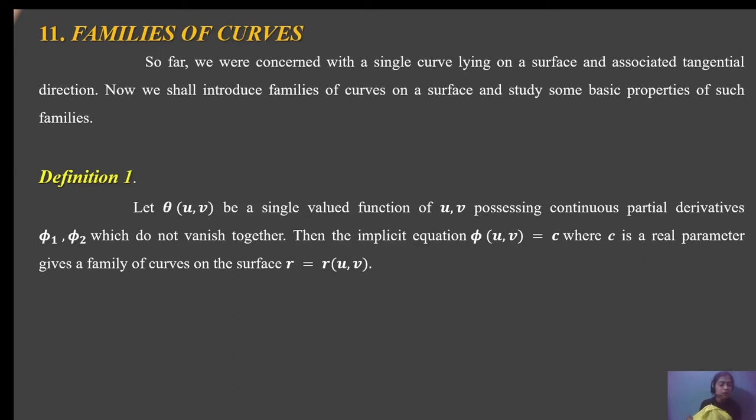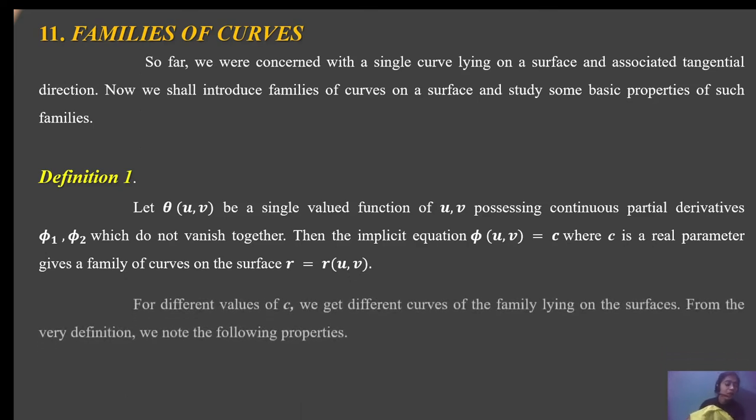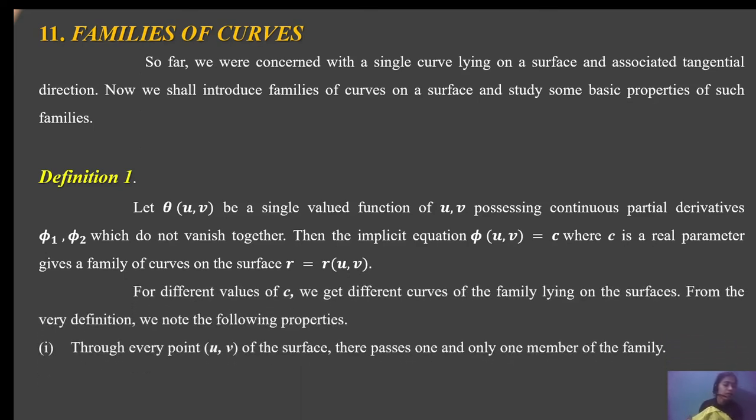Definition first will be given. Let phi equals phi(u,v) be a single valued function of u and v possessing continuous partial derivatives phi 1 and phi 2 which do not vanish together. Then the implicit equation phi(u,v) equals c, where c is a real parameter, gives a family of curves on the surface r equals r(u,v). For different values of c, we get different curves of the family on the surface.